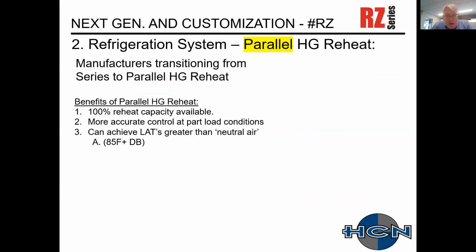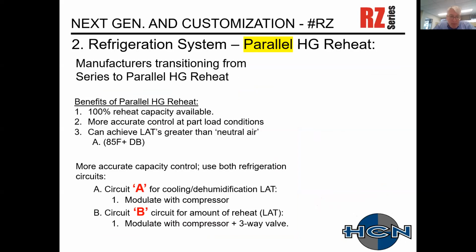So manufacturers are transitioning from series to parallel hot gas reheat. As I mentioned before, you'll have more capacity available and better capacity control at part load conditions. You'll be able to achieve higher than nutrient layer leaving air temperatures for those grow rooms in indoor agriculture. And then more accurate capacity control can be done by using both refrigeration circuits.